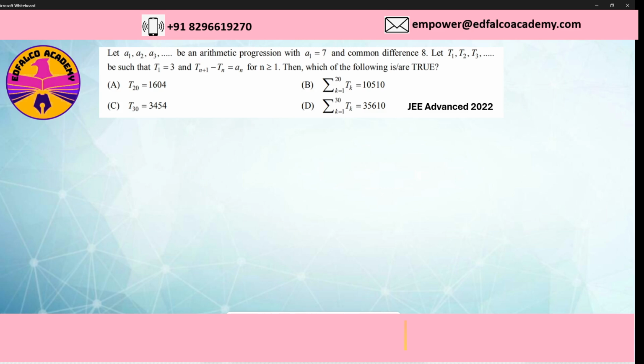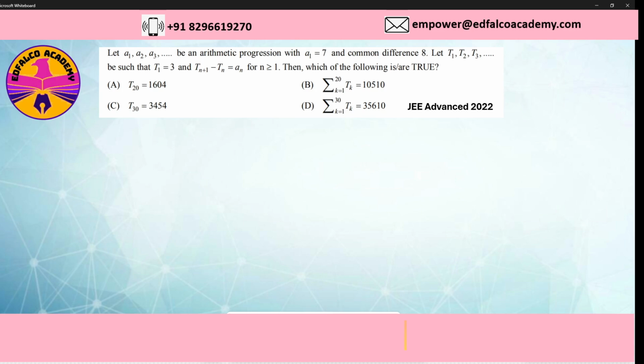चार ऑप्शन दिया है। ऑप्शन A: T20 इज इक्वल टू 1604, सिग्मा। ऑप्शन B: सिग्मा फ्रॉम k is equal to 1 to 20 Tk is equal to 10,510। ऑप्शन C: T30 is equal to 3,454 and option D: sigma Tk from k is equal to 1 to 30 is 35,610.